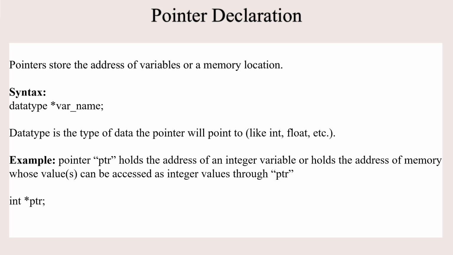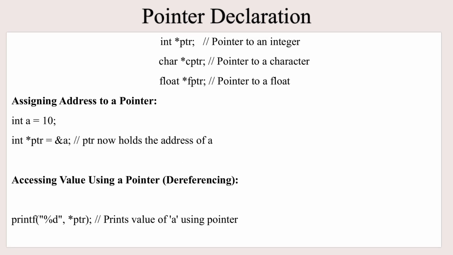int *ptr; pointer declaration: integer int *ptr, character char *cptr, float *fptr. Assigning address to a pointer: int a = 10; int *ptr = &a; ptr now holds the address of a. Accessing value using a pointer, dereferencing prints the value of a using the pointer.